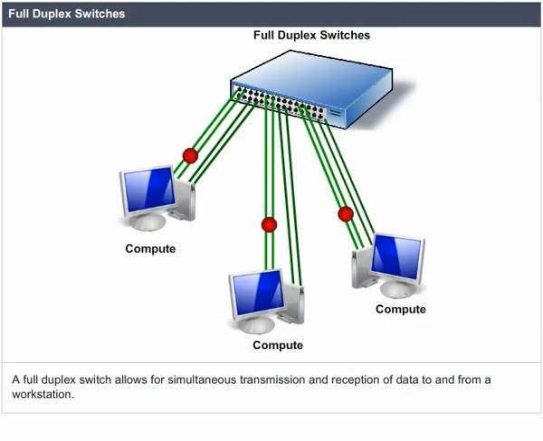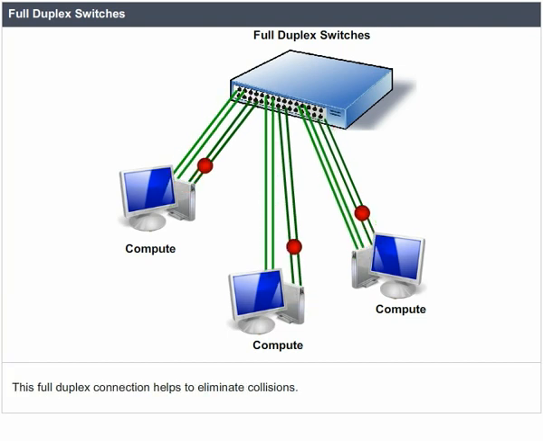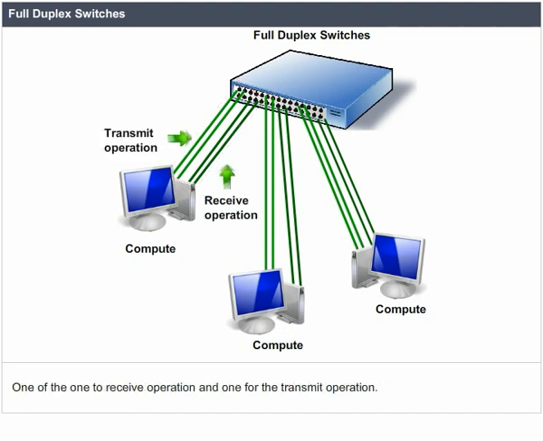Full duplex switches. A full duplex switch allows for simultaneous transmission and reception of data to and from a workstation. This full duplex connection helps to eliminate collisions. To support a full duplex connection to a switch, two sets of wires are necessary: one for the receive operation and one for the transmit operation.